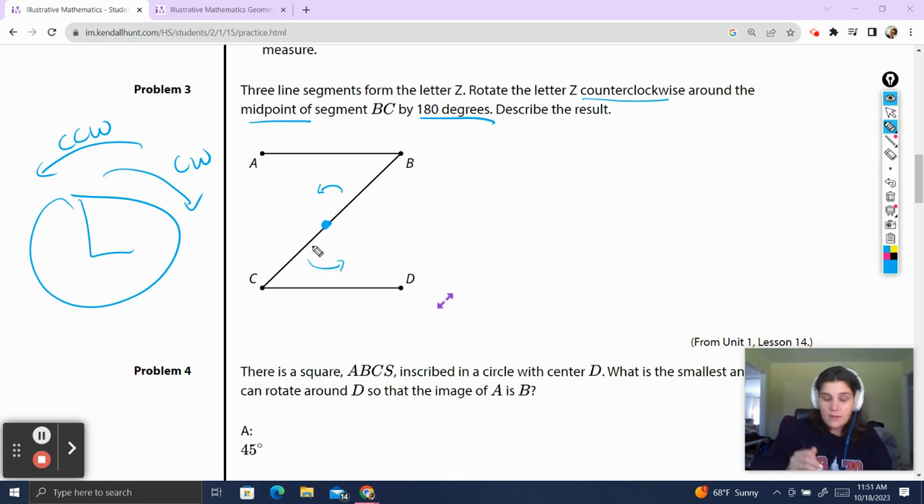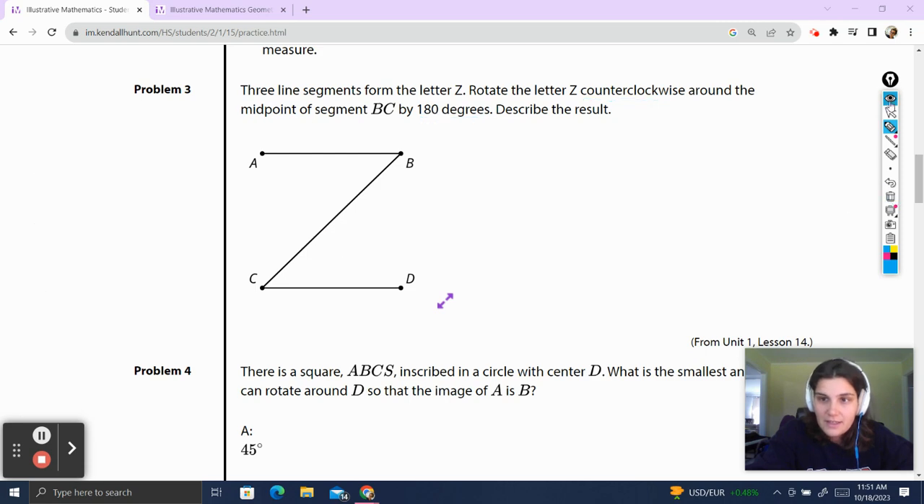And I would recommend you take a piece of tracing paper out, put it on top of your Z, and do this rotation yourself. But I'm pretty sure angle B is going to go to angle C, A is going to zoom all the way down to D, and C is going to go back to B and A. So when we actually rotate him, he's going to end up in exactly the same position. And this guy has a special name. This is called rotational symmetry. And I believe we're going to be talking about this more. So the result is that the figure looks exactly the same, just rotated 180 degrees.